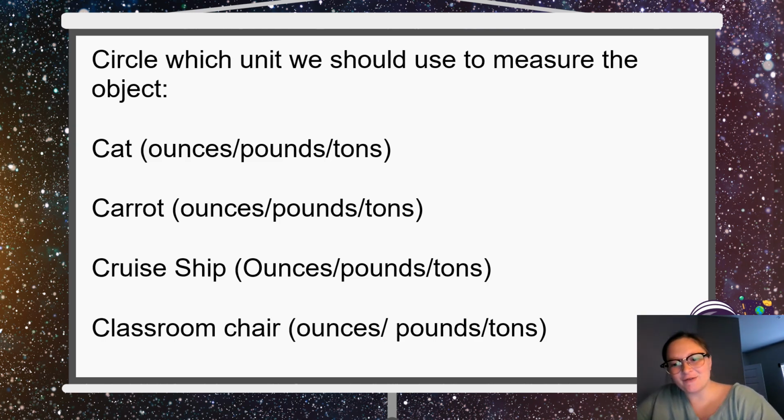Hello, let's get started with our fluency. We're going to review our units from yesterday's lesson. Circle which unit we should use to measure the objects.